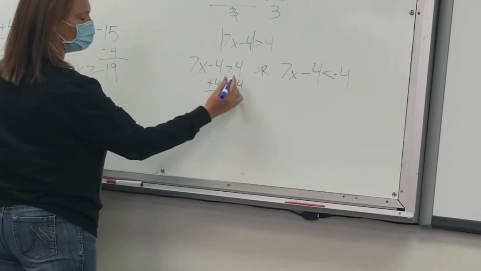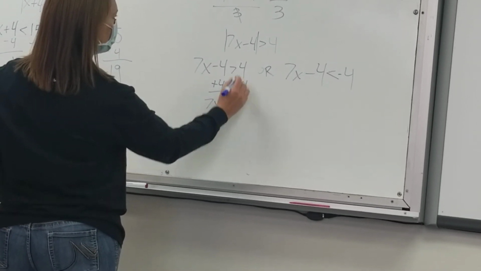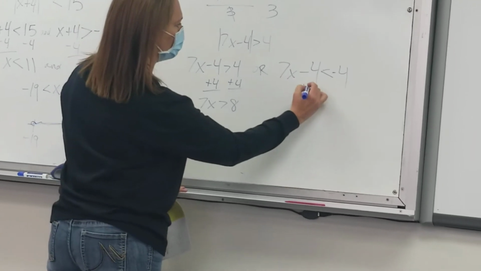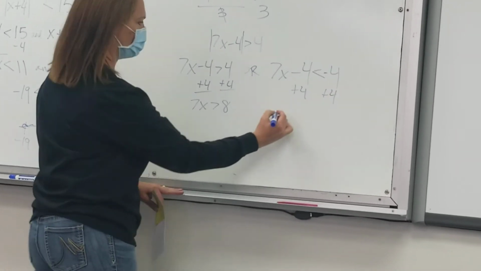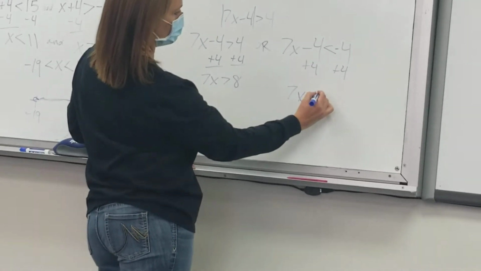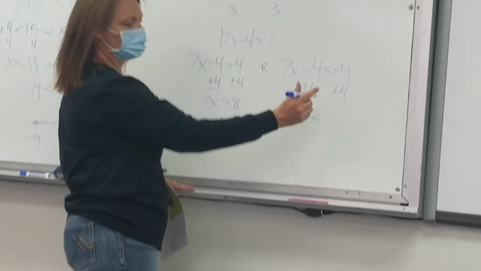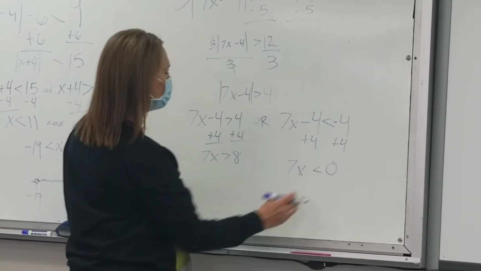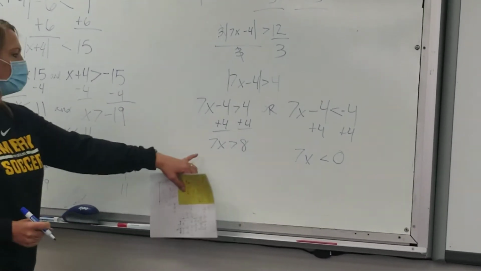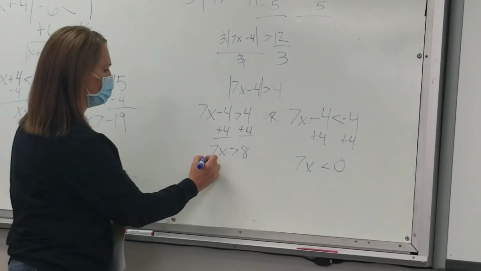That is, we're looking at getting the variable alone. 7x is greater than 4 plus 4 is 8. Okay. Over here, plus 4, 7x is less than what? What's negative 4 plus 4? 0. Okay. 7x is less than 0. Okay, what am I going to do next? Tristan, what do I do next? When I have 7x is greater than 8, what do I do next? You divide by what? 7.